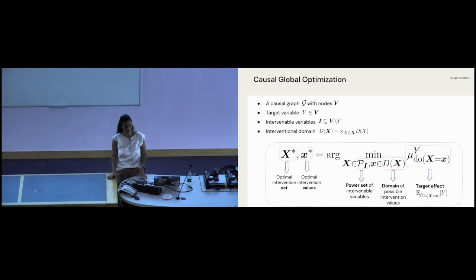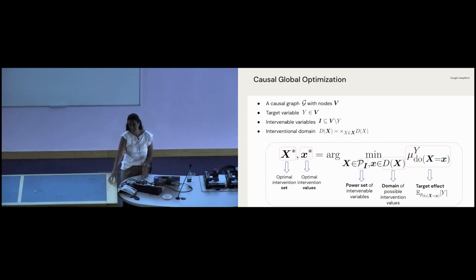Interventions are costly, so I have to account for cost every time that I intervene, which could be any sort of metric that is probably going to be application specific. And every time I intervene, for example, on X, which is a set in the power set of the intervenable variables, it is according to some intervention domain. So let's say I can intervene and change the temperature of the room, but I can do it between 5 and 10 degrees, or 5 and 20. So I have some range in which I can intervene.